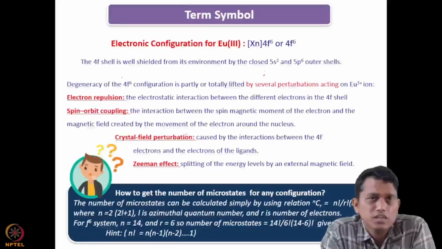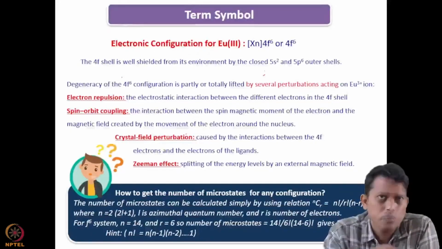electronic configuration. And as I've written here, for the case of europium, which has a configuration of 4f6, its degeneracy can be lifted either partially or totally by several perturbations acting on this ion, such as the electron-electron repulsion or the spin-orbit coupling or the crystal field perturbation and sometimes the Zeeman effect. I hope you have a basic understanding of spin-orbit coupling.